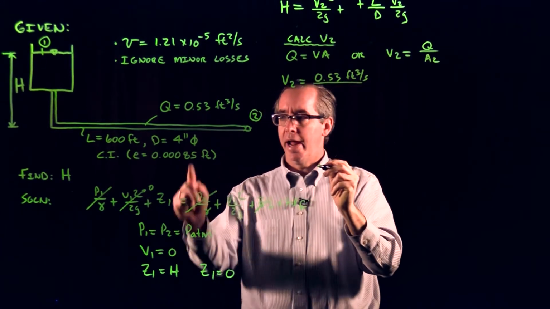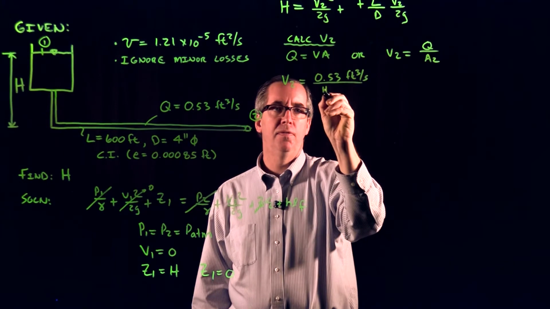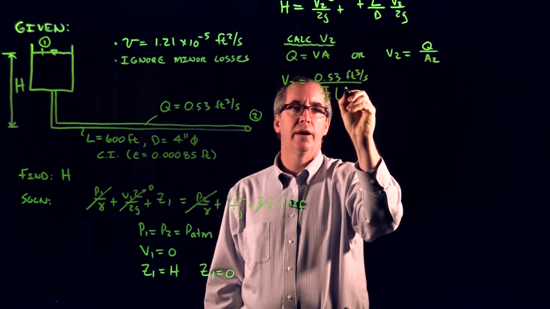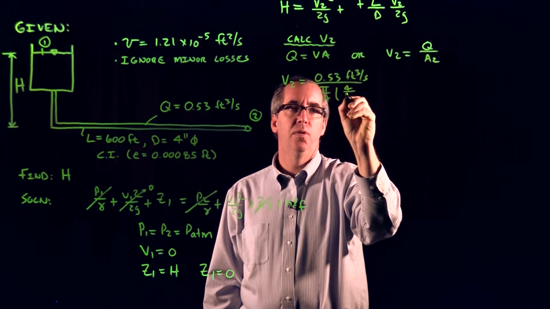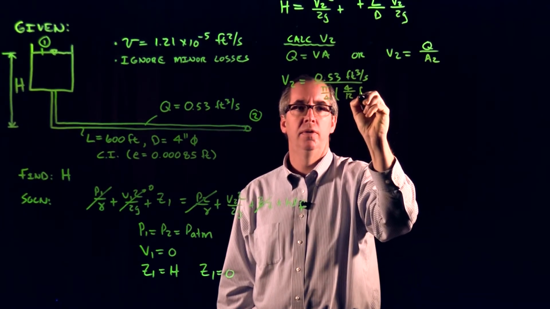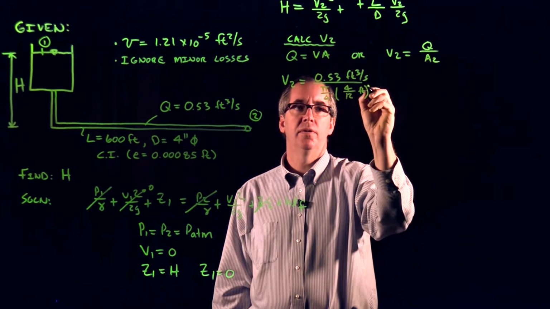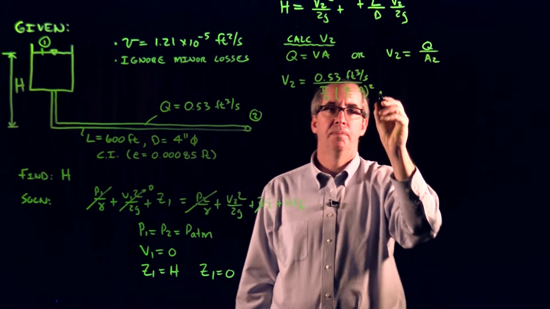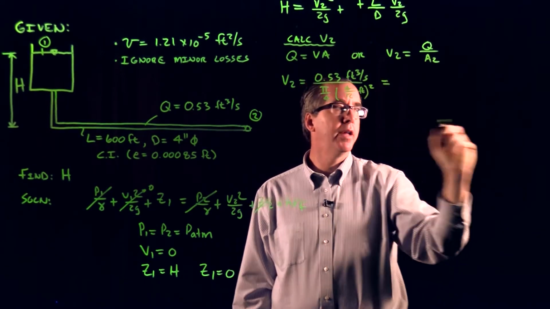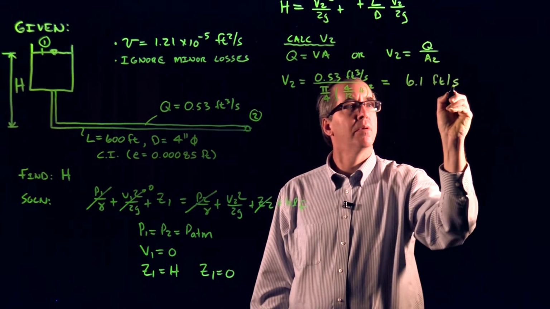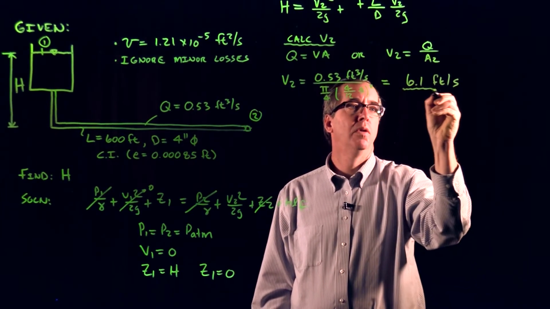And the area of a pipe, we're going to use pi over 4 times the diameter squared. I'm going to take a shortcut here. Instead of writing 4 inches and then multiplying it by 1/12, I'm just going to write 4 over 12 feet, and I'm going to square that, because the 4-inch diameter is equal to 4 over 12 feet. When I do that, I get that the velocity is equal to 6.1 feet per second. So we need that.